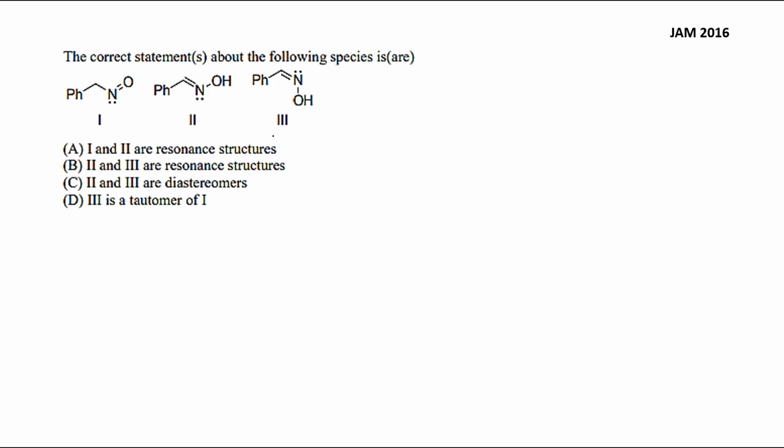Correct statement, or it may be more than one, about the following species is or are. The first species is PhCH2, then N double bond O. Now, are 1 and 2 resonance structures, as mentioned in option A? Is it correct? In resonance structures, we simply displace the pi electron or the non-bonded lone pair.